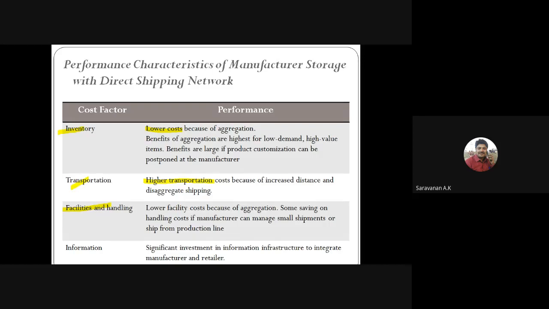There is some saving on the handling cost if the manufacturer can manage the small shipments or ship directly from the production line. Then the fourth one is the information.